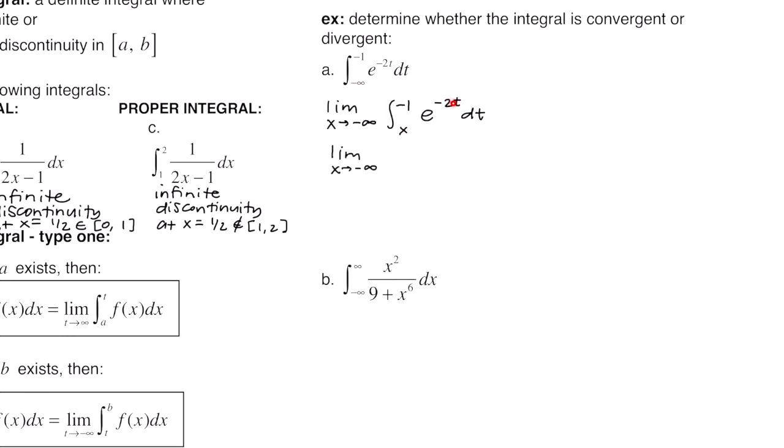Since t is being multiplied by a negative 2, when you integrate, it generates the reciprocal of negative 2, so it's going to generate a negative 1/2. And again, the integral of e to the anything is just itself.